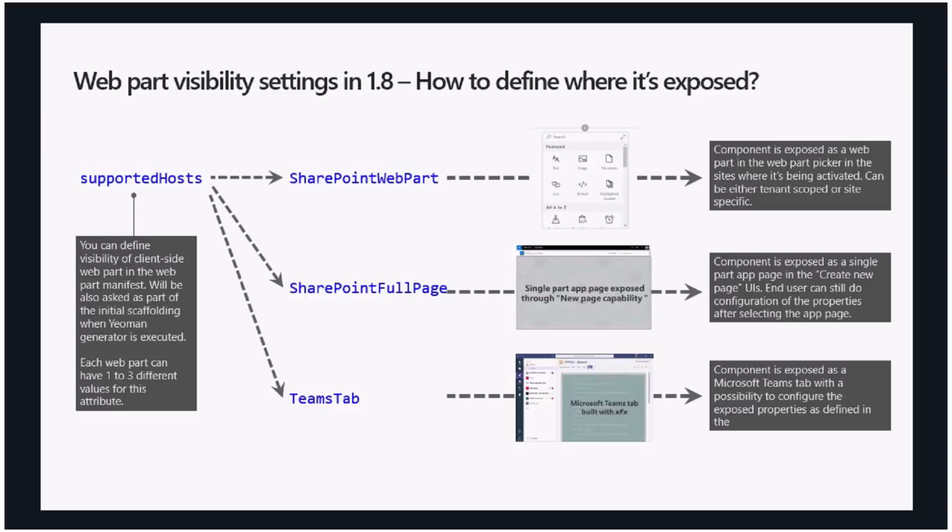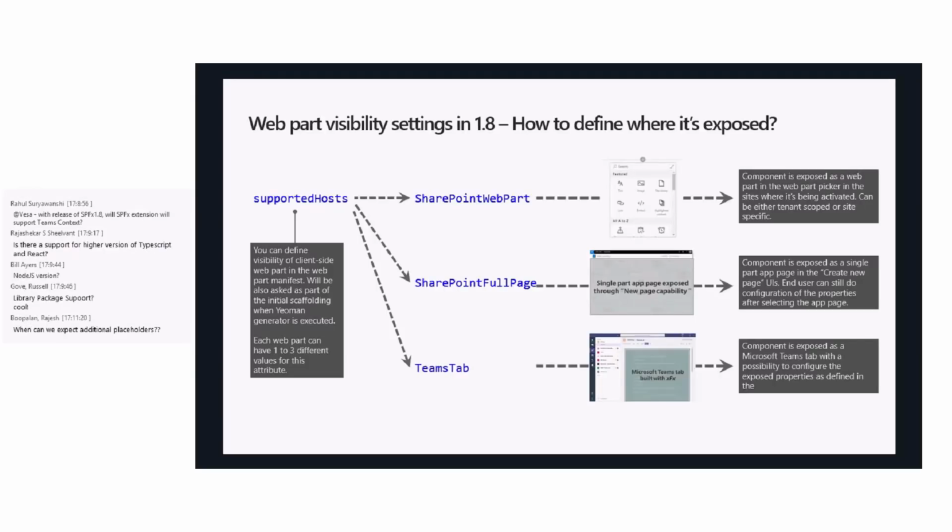So is the web part visible in the web part picker? Is it visible as a SharePoint full page app? And I'll explain what it is in a second. Or is it visible as a Teams tabs option? And those options are then driving how your solution is getting distributed inside of the tenant. And the distribution of the solutions in the Teams section will be completely automatic as well.